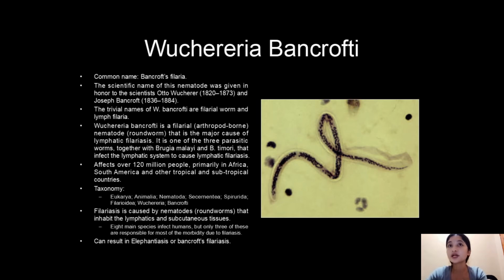So this Wuchereria bancrofti can result in elephantiasis, which is a condition characterized by gross enlargement of an area of the body, especially the limbs. Other areas commonly affected include the external genitals. It is caused by obstruction of the lymphatic system, which results in the accumulation of a fluid called lymph in the affected areas. Now let's move on to its general characteristics.